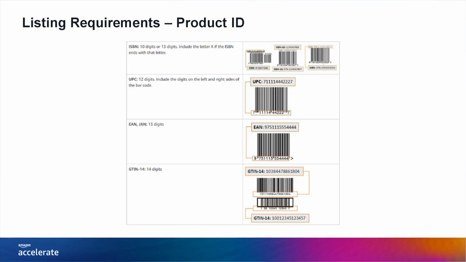You'll also need your approved barcode. Here's a chart explaining the different types of barcodes. ISBN is for books and is typically 10 to 13 digits. UPCs are the most common and are 12 digits. EAN and JAN are for Europe and Japan respectively, and a GTIN is a global trade item number.